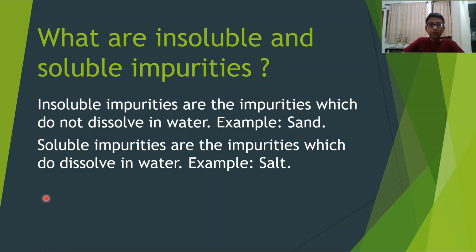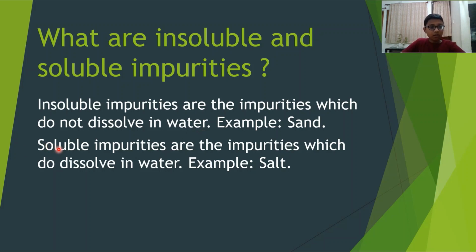What are insoluble impurities? Insoluble impurities are the impurities which do not dissolve in water. Example, sand. Sand does not dissolve in water. You see this so many times, right? Sand is one example, mud is one example.